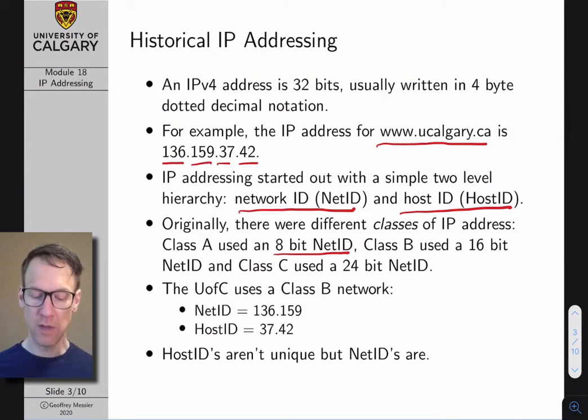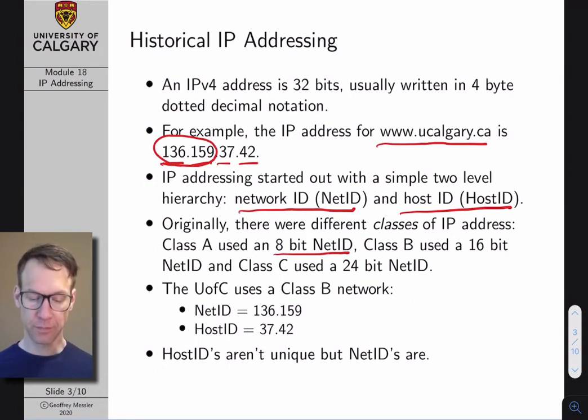Class B used a 16-bit net ID, so half of the address was to identify the network, the other half indicated the host. And Class C used a 24-bit net ID, so only the last byte was used to identify hosts. So, for example, the Class C network could only have up to 255 hosts. And the University of Calgary has an old Class B type network where the network ID is 136.159, so the first 16 bits of the address, and then the host ID is 37.42.